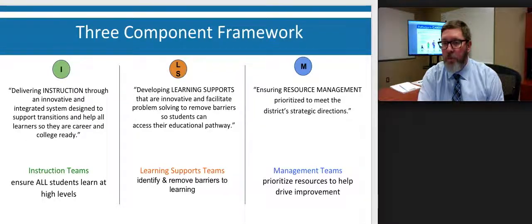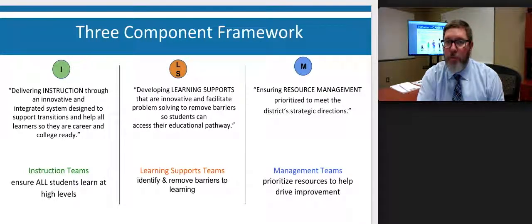And in terms of resource management, we want to ensure that resource management is prioritized to meet the district's strategic directions. I hope this short PowerPoint and video show has reinforced or helped align your thinking at the building level. And always do not hesitate to contact any of us, John, Andy, or myself, for thoughts, guidance. Invite us to a building leadership team meeting. We all need to work together.